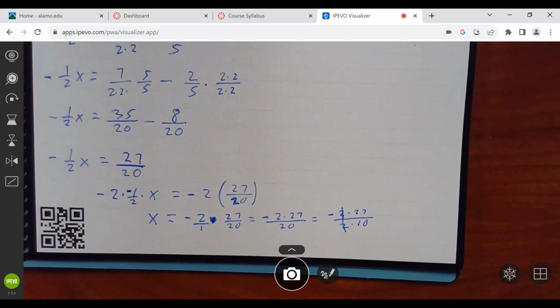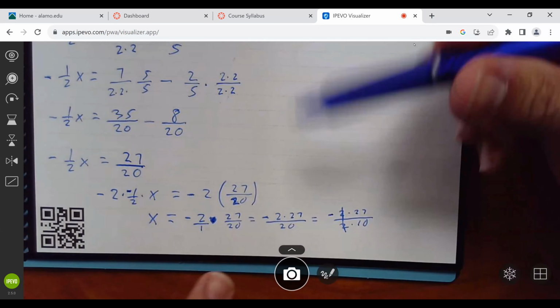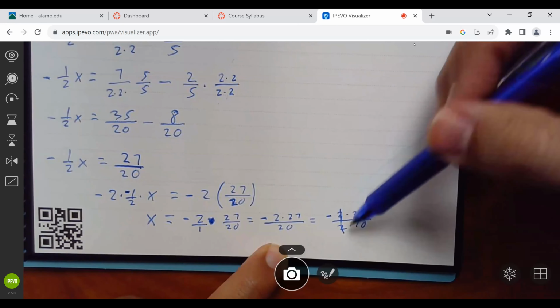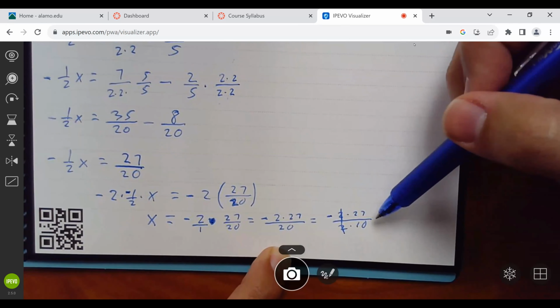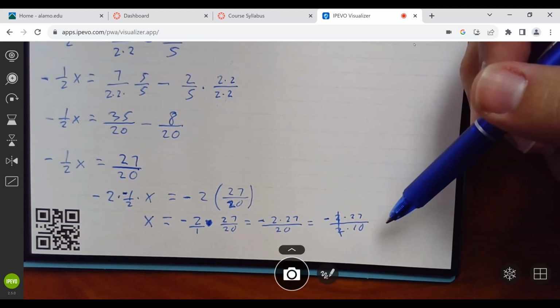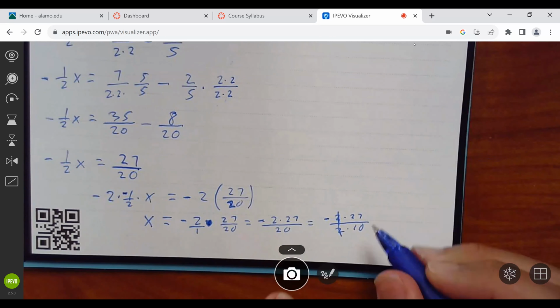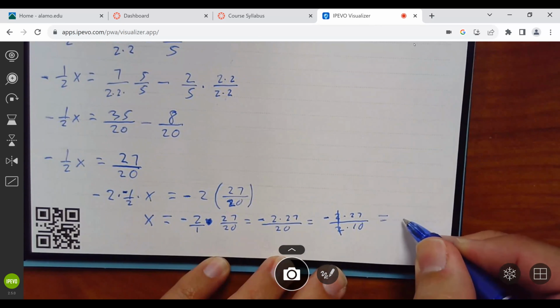You could do 2 times 27 to get a big number, or you can factor the denominator and just cancel. There are no more common terms, so we're done. I'm 100% sure it will not reduce any further. So our answer is this.